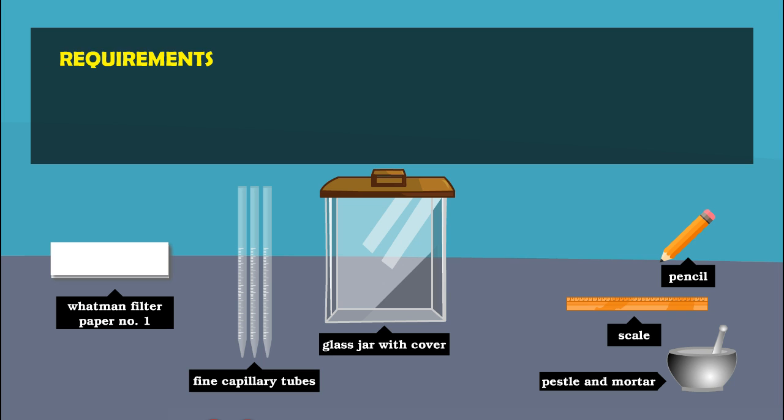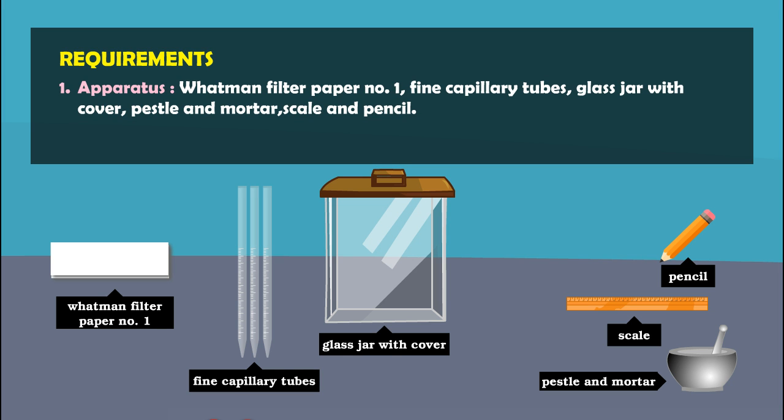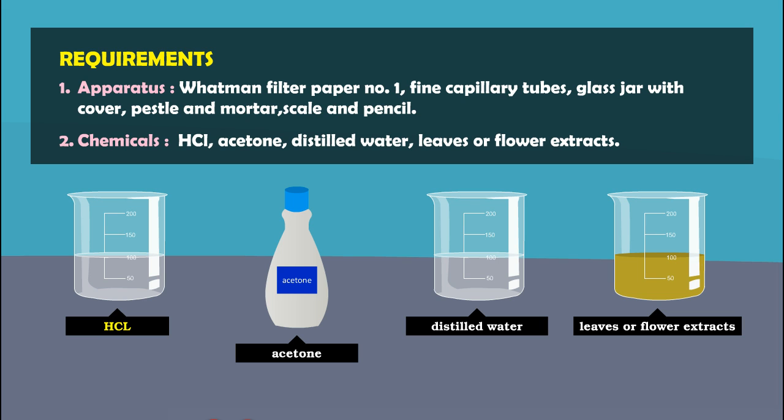Requirements: apparatus, Whatman filter paper number 1, fine capillary tubes, glass jar with cover, pestle and mortar, scale and pencil. Chemicals: HCl, acetone, distilled water, leaves or flower extracts.